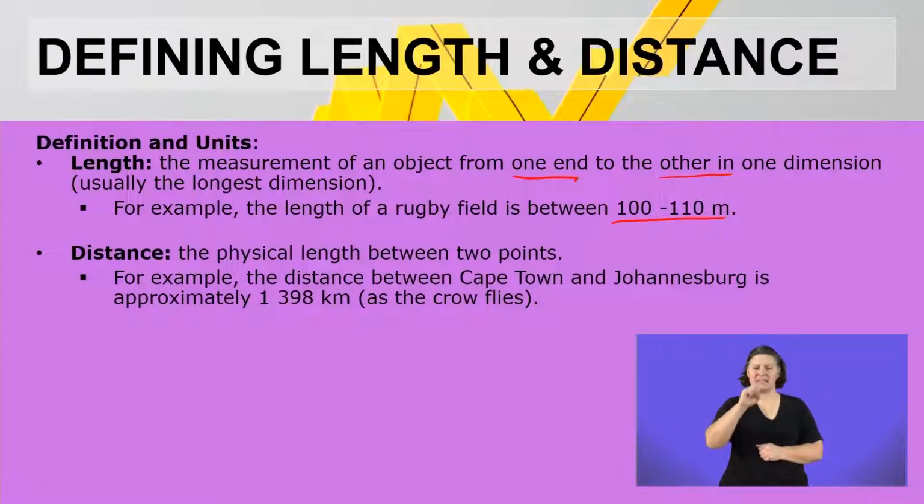Now we look at distance. Distance is the physical length between 2 points. For example, if you think about Cape Town and Johannesburg, that's approximately 1,398 kilometers as the crow flies. So what do we mean by as the crow flies? When we measure on a map from the one point to the next point.